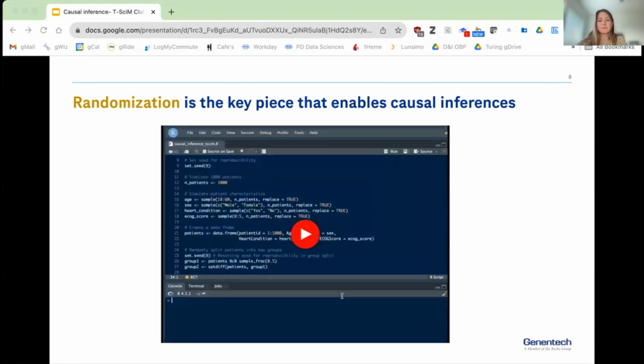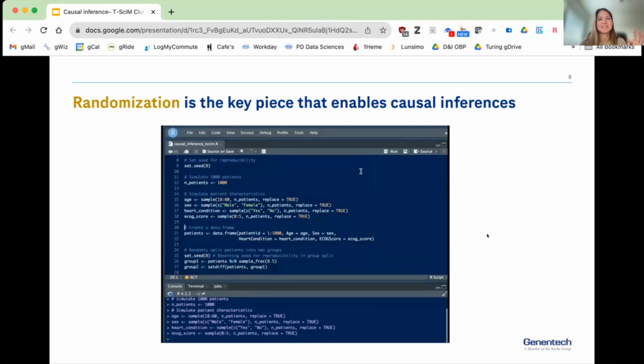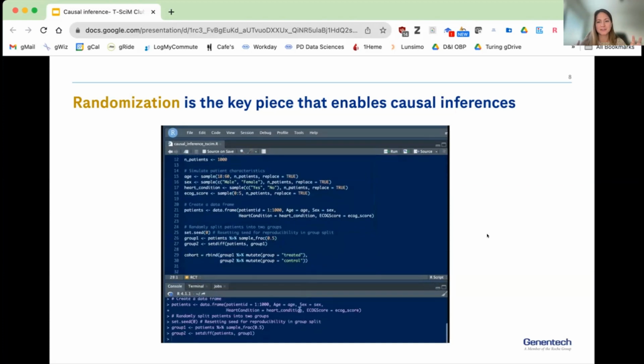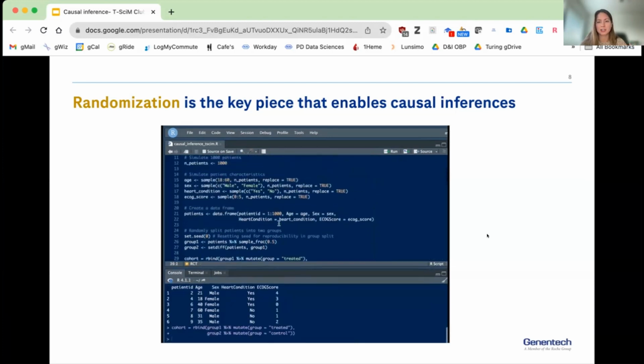But don't take my word for it. Can you guys see this video? I wrote some R code, which I'll put in the Slack channel, to actually simulate a group of 1,000 patients between the ages of 18 and 60 with some distribution of key clinical factors like age, sex, an oncology prognostic score called ECOG score, and an example comorbidity like having a heart condition.